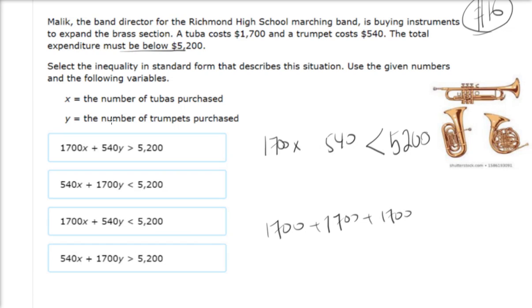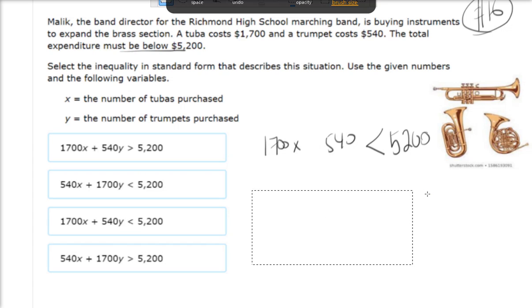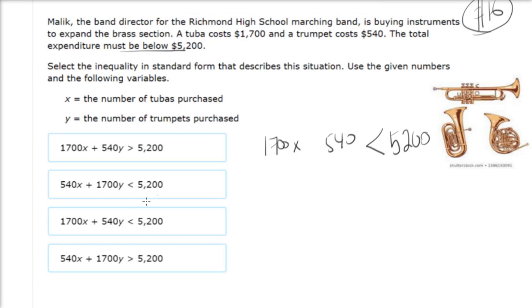And then Y is going to be the number of trumpets that we buy. Okay, so the number of trumpets is 540 plus 540. So it depends on how many 540. So we're going to let the variable Y be the number of trumpets purchased, and this is going to be Y. Okay, so if we add however many tubas we buy plus however many trumpets we buy, it's got to be under 5,200. So it's going to be this one. Okay, so that's number 8.